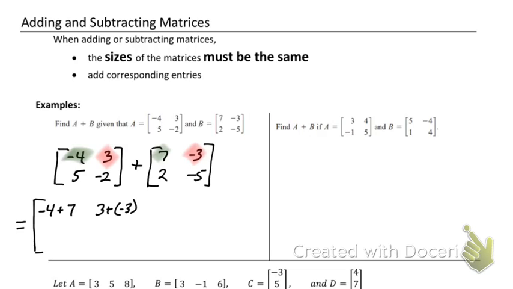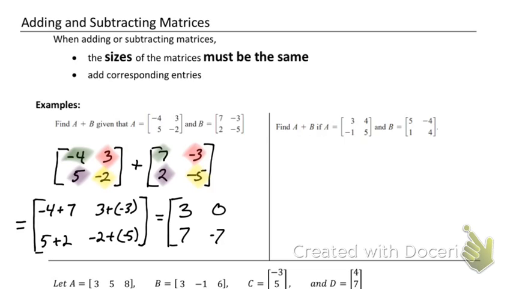Keep rolling down. I already used green. Let's use purple. 5 goes with 2. So we'll have 5 plus 2. And finally, I guess yellow, negative 2 goes with negative 5. So we have negative 2 plus a negative 5. So the new matrix, once I add these two things together, is going to become negative 4 plus 7 is 3, 0, 7, negative 7.